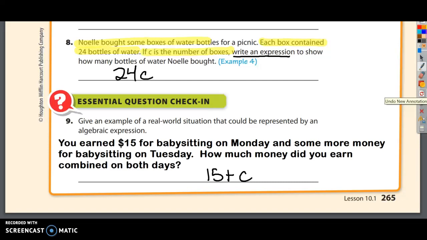The key to something like this is right here where it says algebraic expression: you need to have some missing information. And my missing information was something like this. Some more money on Tuesday? Well, we don't know how much it was on Tuesday. But that's what makes it an algebraic expression. Because we don't know, we have to use a variable. All right, outstanding. Good job. You are done with page 265.